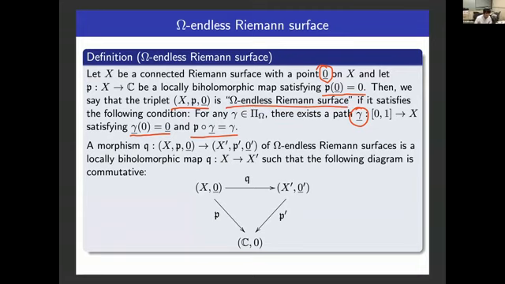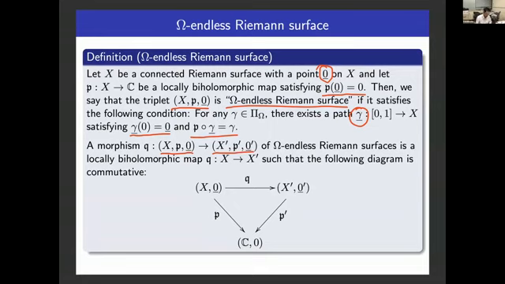And a morphism q from X, p, 0 underbar to X prime, p prime, 0 prime underbar of omega endless Riemann surfaces is a locally biholomorphic map q such that the following diagram is commutative.